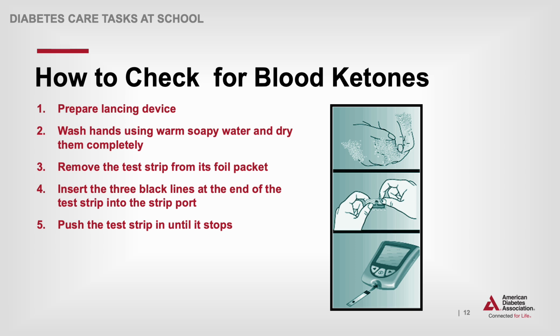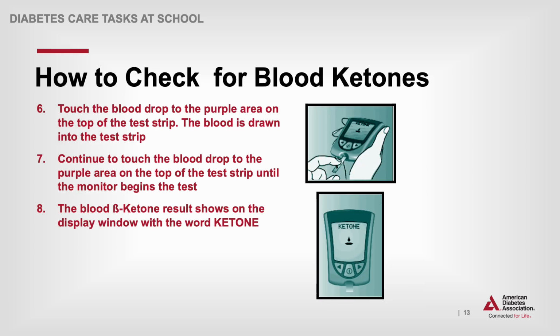When preparing to check for ketones in the blood, prepare a lancing device. Wash hands using warm soapy water and dry them completely. Remove the test strip from its foil packet. Insert the 3 black lines at the end of the test strip into the strip port. Push the test strip in until it stops. The monitor turns on automatically. Touch the blood drop to the purple area on the top of the test strip. The blood is drawn into the test strip.